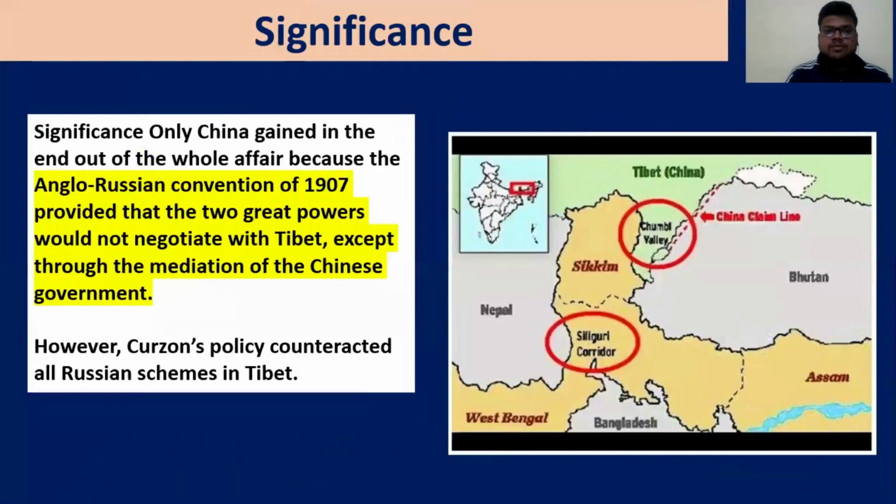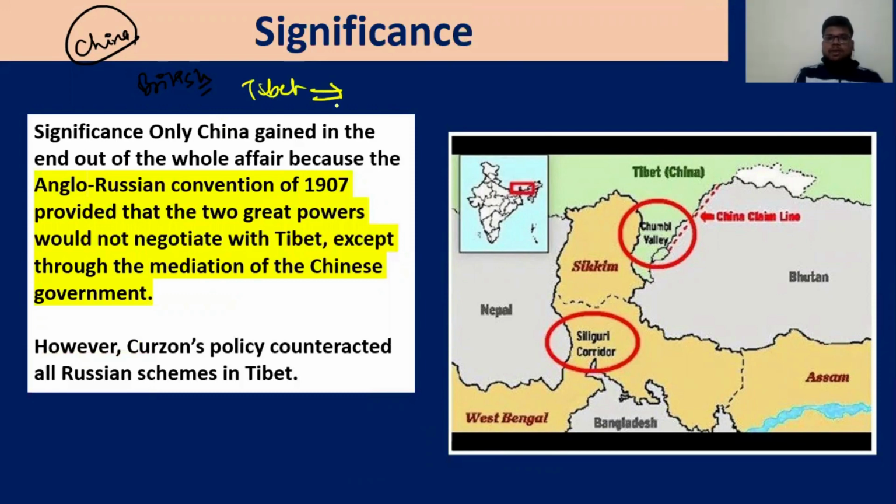After that they had to sign this treaty, and when the treaty was finally signed, the main winner that came out of it was China. Why? Because the British agreed that any foreign relation, anything to be negotiated by Tibet, has to take the permission of China. So mediation of the Chinese government has to take place.